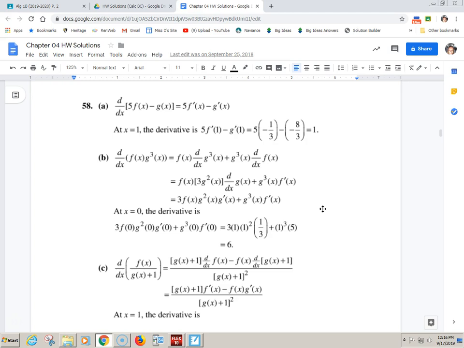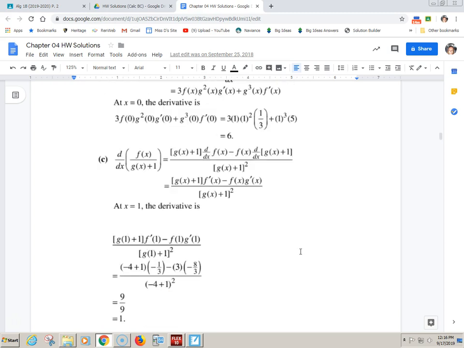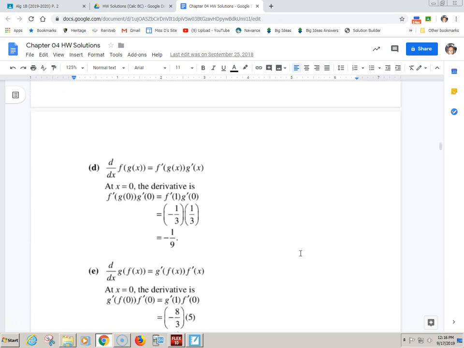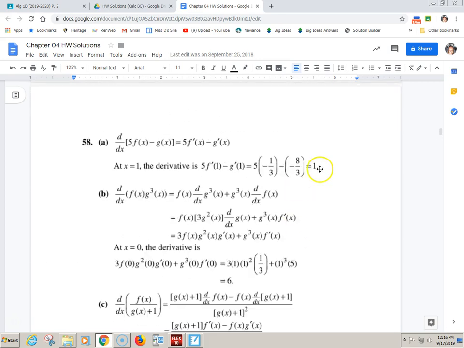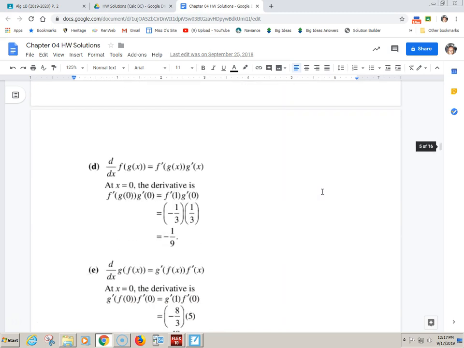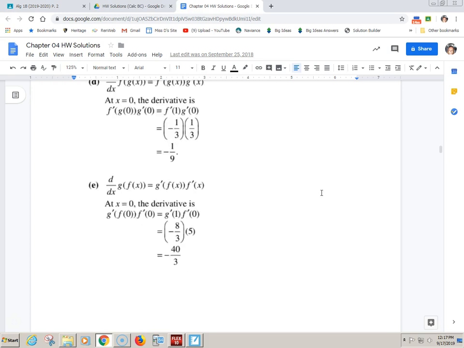58, you guys got a bit to check, right? Letter A should be 1. You're welcome. Letter B should be 6. Letter C should be 1. And letter D should be, oh, there's a lot. Are you guys grading these? A is 1, B is 6, C is 1, D is negative 1/9, E is negative 40/3. Don't die.